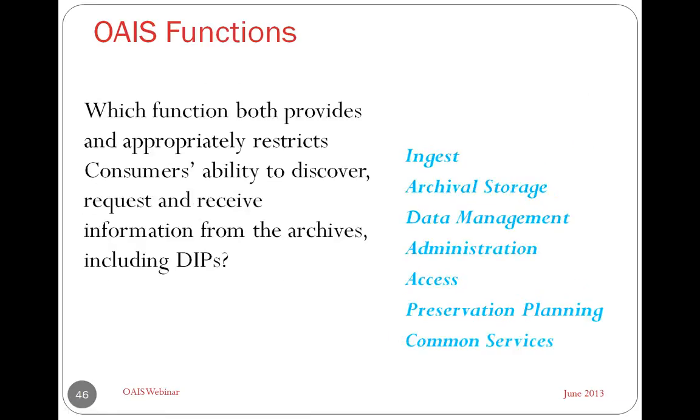Now this function provides and appropriately restricts consumers' ability to discover, request, and receive information from the archives, including DIPs. So which function handles the ability to discover, request, and receive information from the archives? And that would be access. Yes, excellent.